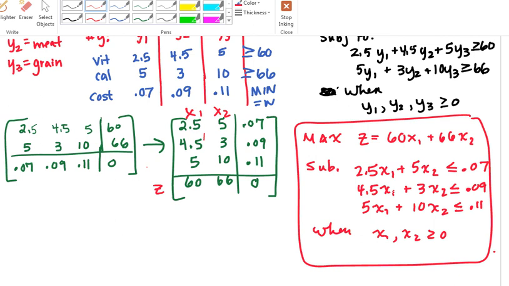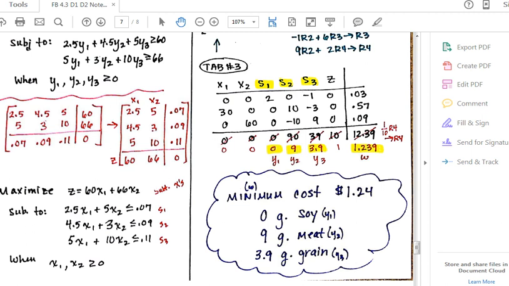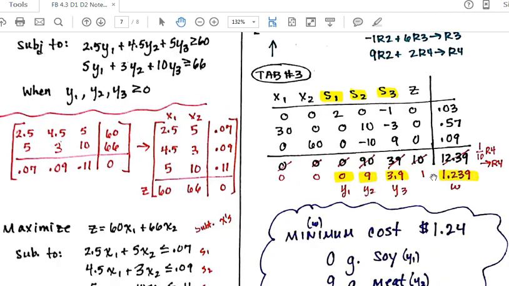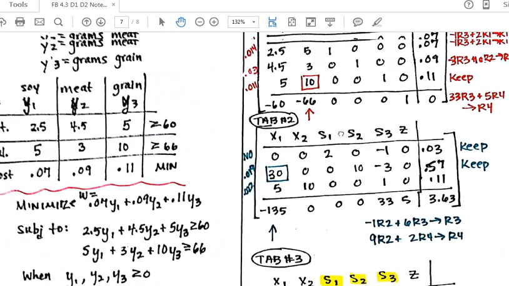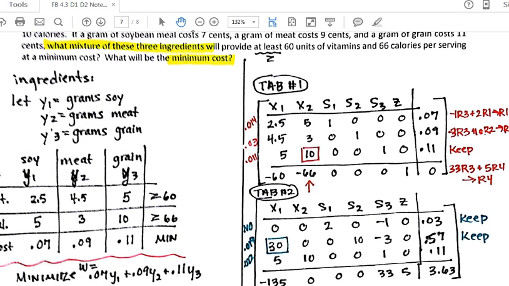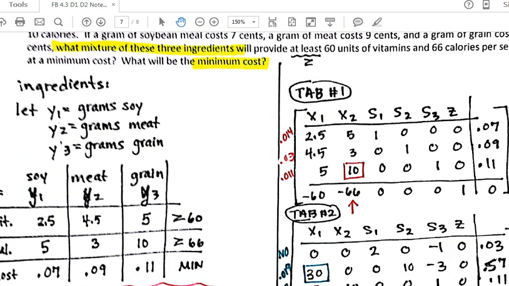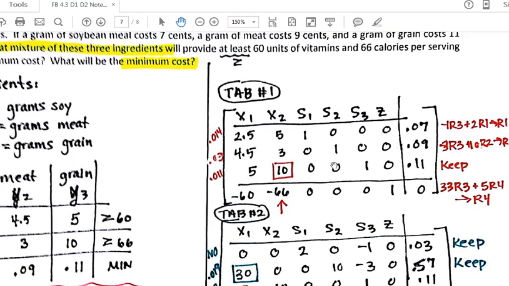So what we would do next is we would take these values, we would subtract our x's over, and we would add 3 slack variables in. And that gives me what I have over here on this right-hand side. Here is the minimization. So here would be my first simplex tableau.